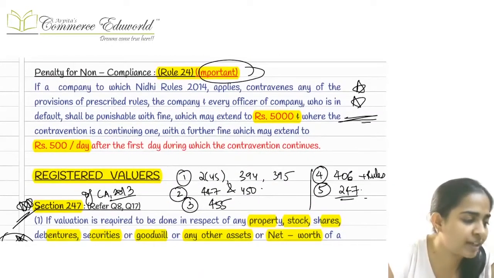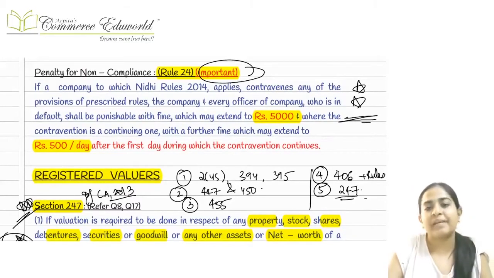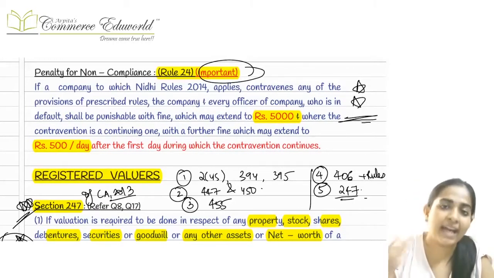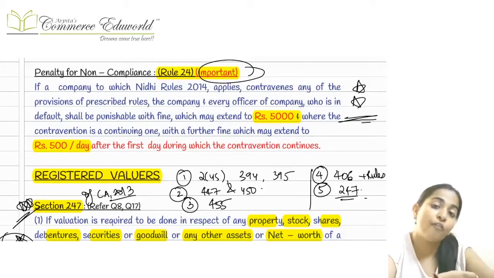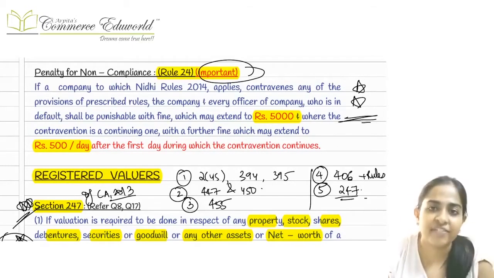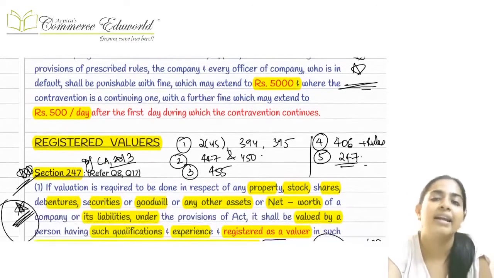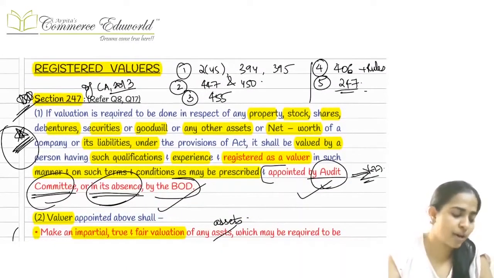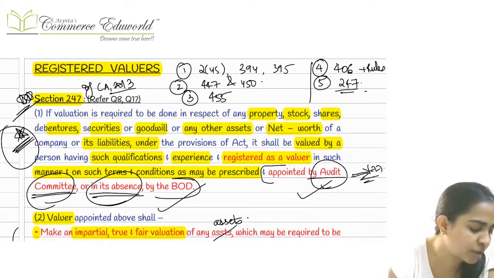And the last point is, if a Nidhi company fails to comply with any of the provisions, the Nidhi company or its officers in default will be liable to a punishment that is half of what we had studied in section 450. That is up to rupees 5,000, and in case of a continuing offense, it will be up to rupees 500 per day. Going on to the next one, that is your registered valuers.